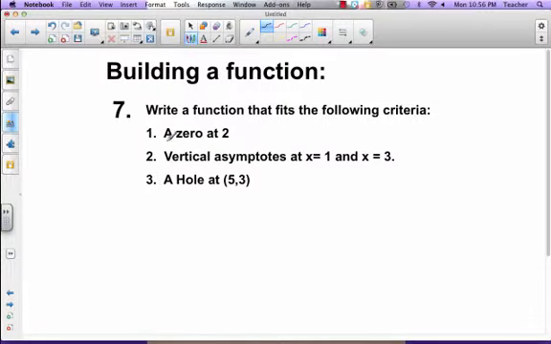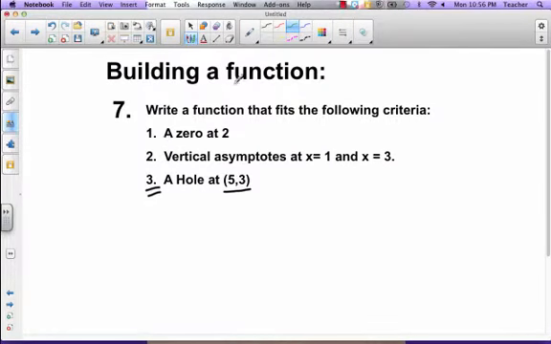It says we want a function with a zero at 2, vertical asymptotes at x equals 1 and x equals 3, and a hole at the ordered pair 5, 3. This third one will take a little more time to understand, because remember, a hole is where you have the same factor in the numerator and denominator. We'll start with the zero at 2. We'll try to do this with different colors so we can get an idea.